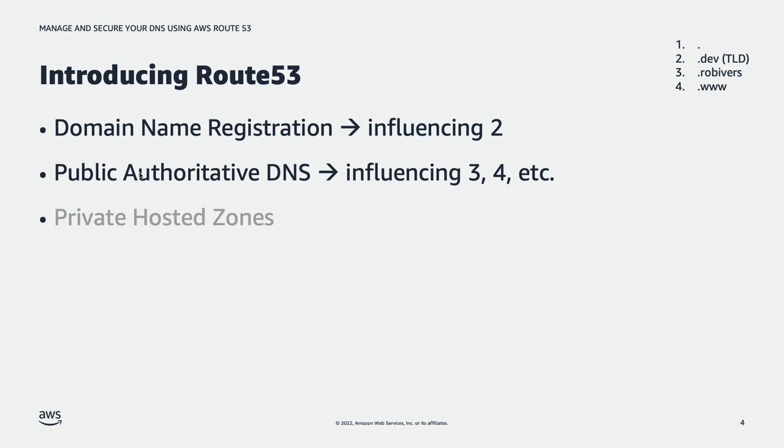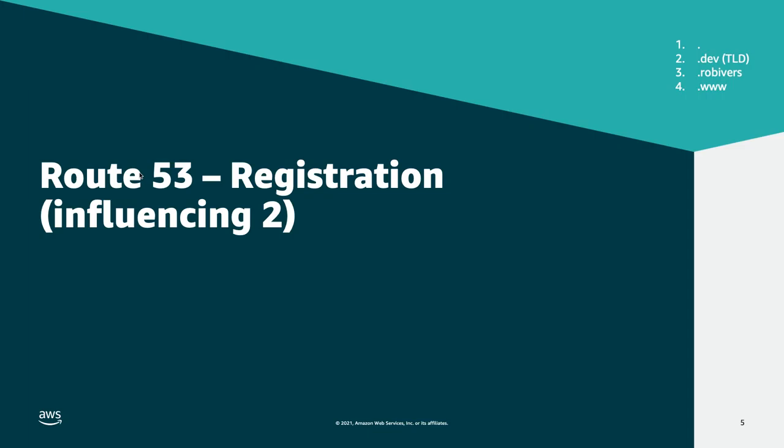We then have private hosted zones, which we won't talk too much about, but it's basically doing the same thing, but for internal DNS. Route 53 Resolver is also a feature which is usually used when combining with on-premise environments. But again, we won't go into that in too much detail. So let's start with registration.